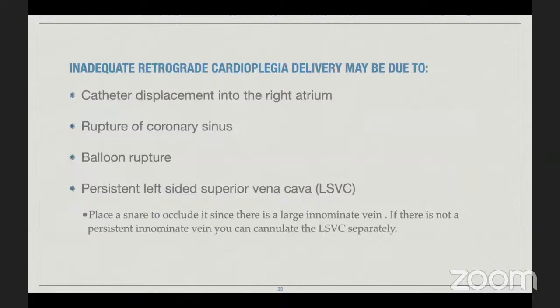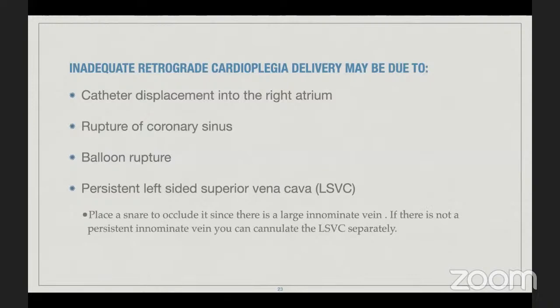So in case of inadequate retrograde cardioplegia, it may be due to catheter displacement, but you already made sure it's properly placed. Rupture of the coronary sinus, we ruled that out. Balloon rupture, you need to take the catheter out and inspect it. And the last step, you need to consider a persistent left-sided superior vena cava. In this case, you need to place a snare to occlude it, or even cannulate it separately.